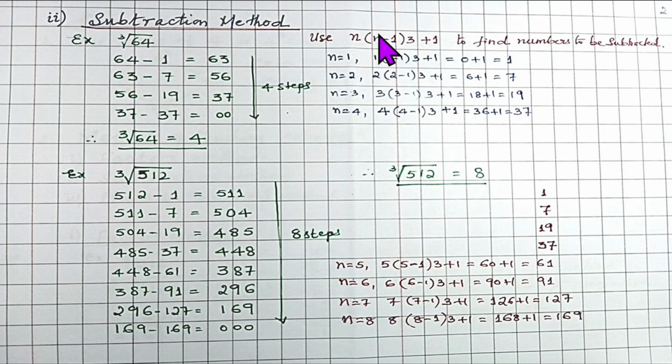So the important thing is this: use this formula to find out the odd numbers to be subtracted to get the cube root of a given number, and the number of steps you go down until you get the difference as 0, and therefore the cube root of 64 will be 4 there.